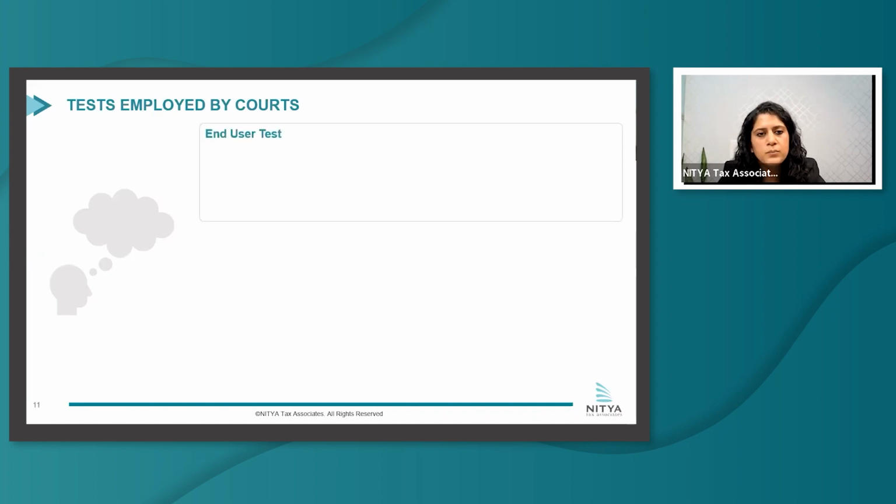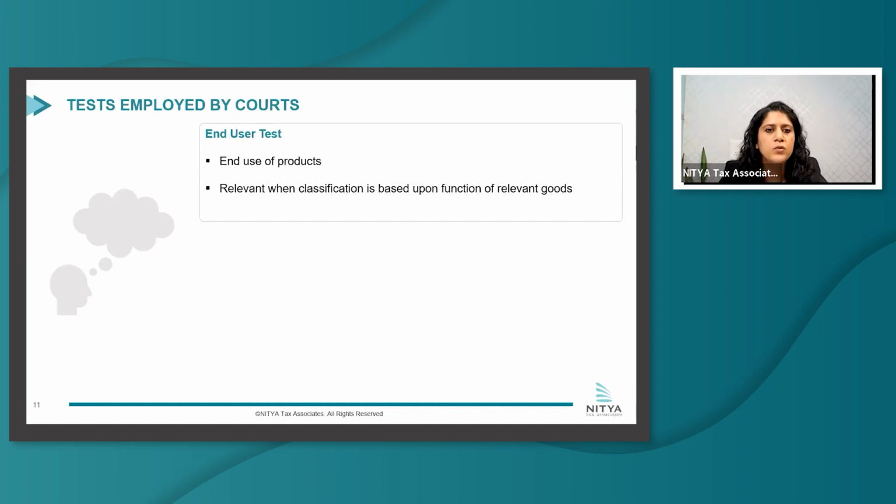Another test that is employed by the courts is the end user test. It is quite self-explanatory. Based on this test, classification of goods is determined on the basis of how the products are being used. What is the end use of the product? So this test becomes relevant when the classification heading covers a product based on the function of the goods, and not just by description of the goods or the components or the composition of the goods. So when function is important, then you have to see end use.